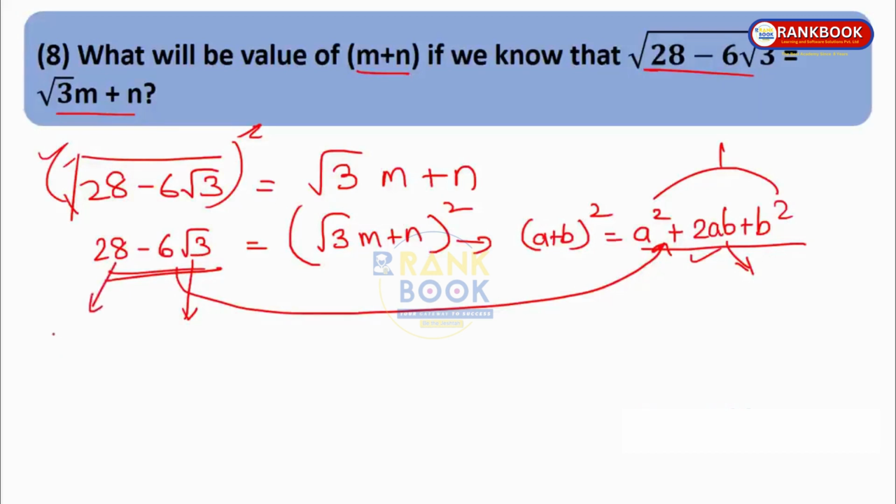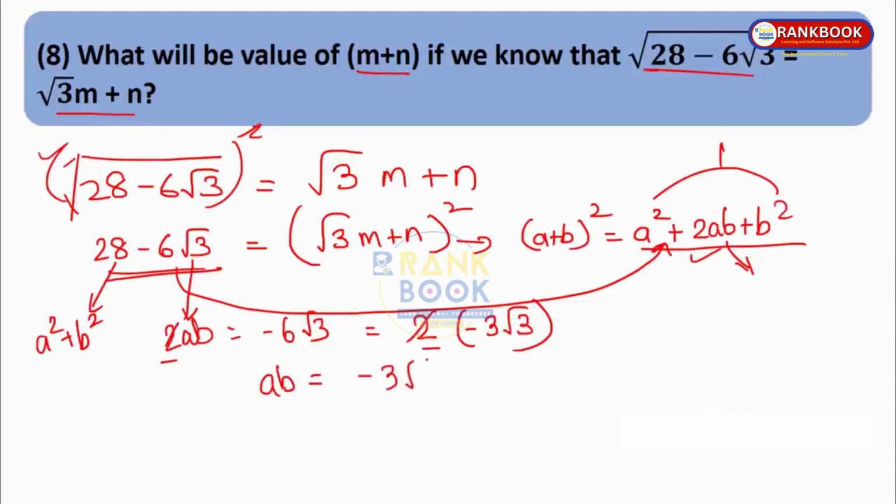So let us assume this is a square plus b square, and this is nothing but 2ab. So 2ab is minus 6 root 3, so this can be written as 2 into minus 3 root 3. So this 2 and this 2 get compensated. Now we have ab as minus 3 root 3. Let us write this minus as minus 1 separately. Let us take ab as 3 root 3 right now for simplifying purposes. Now 3 root 3 is ab.